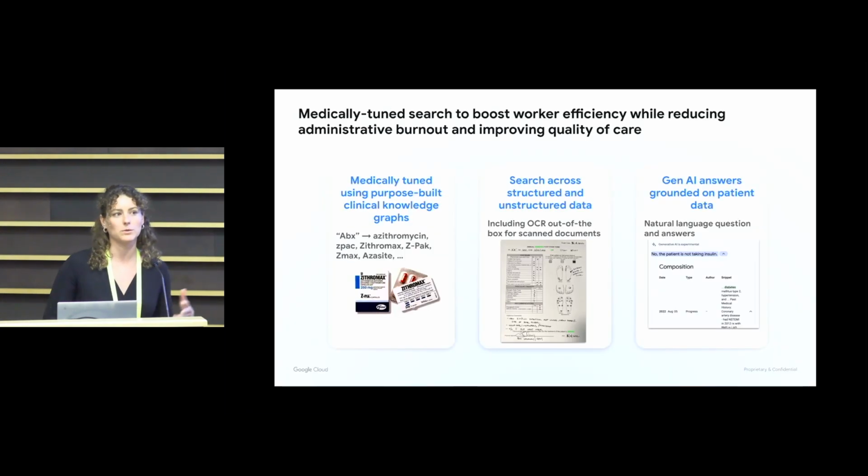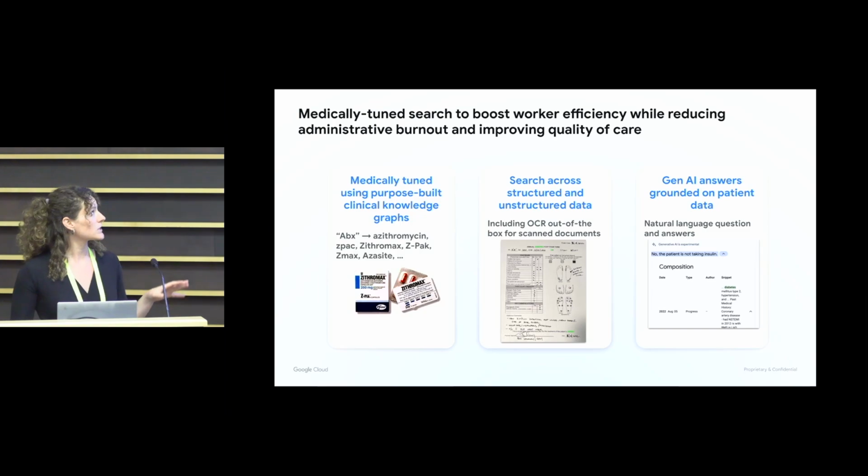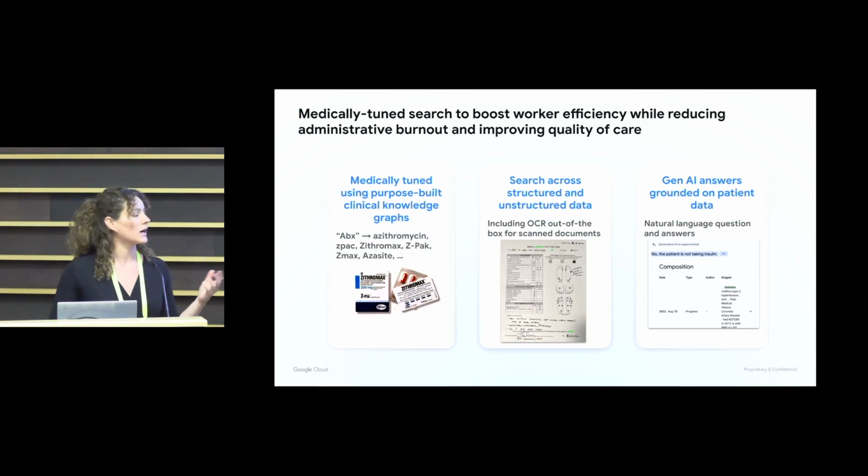And so the approach that we took to this is building a medically tuned search that can really allow you to extract the most value out of the FHIR data and really this needle in a haystack use case in which you can find the information there. So the first step is that we build a medically tuned knowledge graph. So this has that underlying clinical knowledge about the relationship between the concepts.